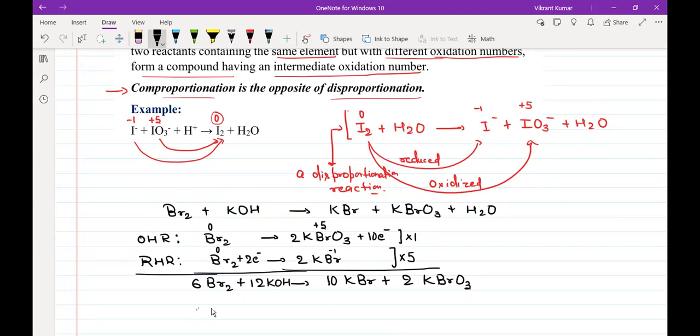To balance the hydrogen, we have 12 hydrogen on the left side, so we need to put 6 H2O so that hydrogen is balanced and oxygen will automatically be balanced. If you see, it is balanced.